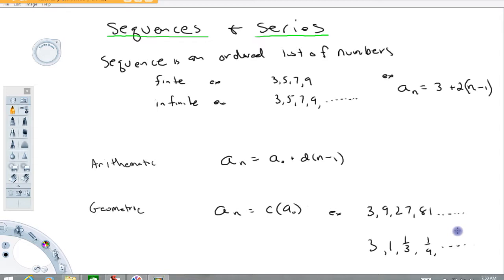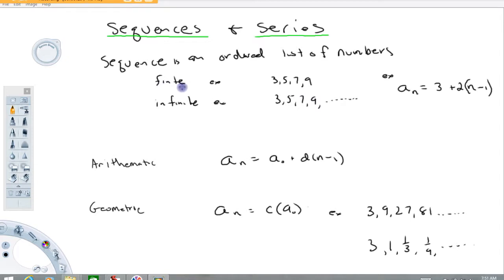I'm making this video to be just an introduction to a couple important concepts here, what are called sequences and series. So we're going to start with a sequence. A sequence is an ordered list of numbers. For example, this list of numbers right here, 3, 5, 7, 9, is an example of a sequence.